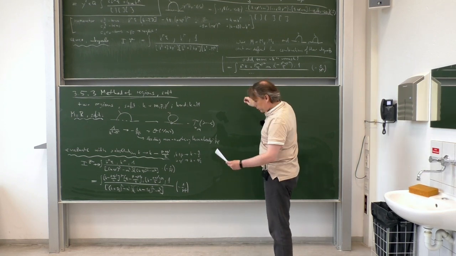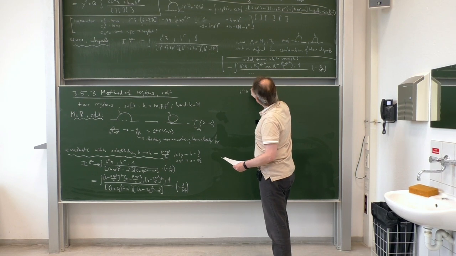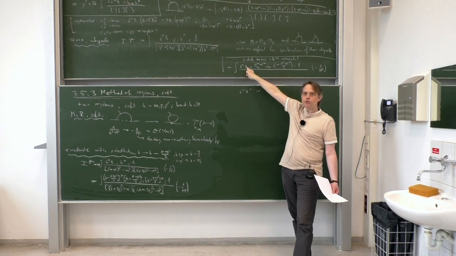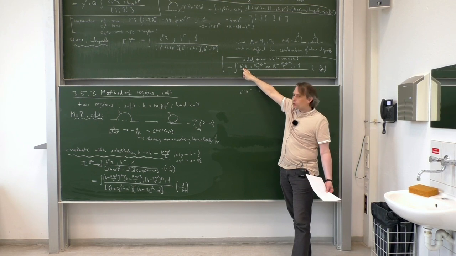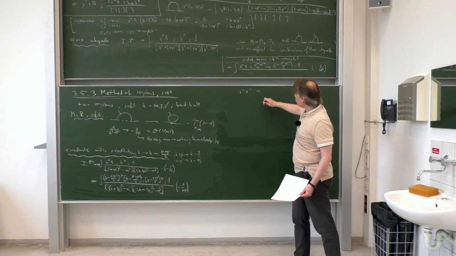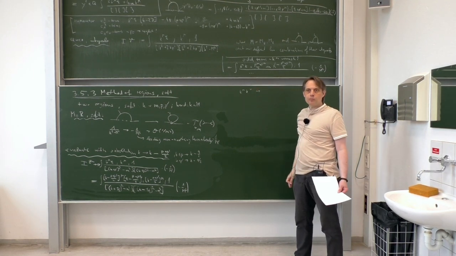Then the next thing we can look at is the k mu k nu. What happens to this k mu k nu term in the numerator? So that is not zero because it is even, and it is not zero. But what happens to it? We can use the Passarino-Veltman decomposition.